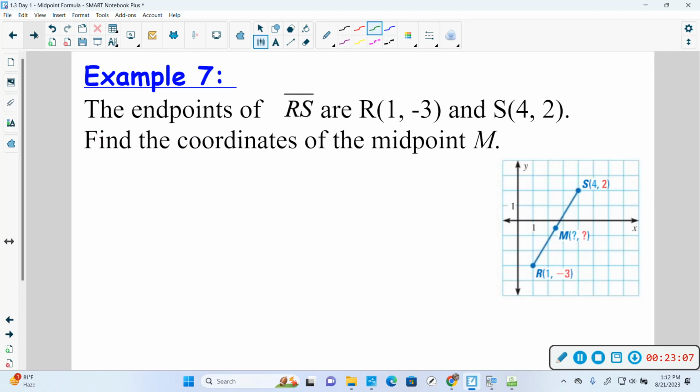All right, endpoints of segment RS, R is at 1, negative 3. You can see in the picture. S is at 4, 2. Find the coordinates of the midpoint. Now, you're going to get good at this. You're probably going to do it with way less work than I'm about to do, which is totally fine, but that's how I'm going to roll for the first one. So we're going to average the x's. Most of you, I'm guessing, if I said average 1 and 4, you could add those up and divide by 2 in your head. I'm going to write it out.